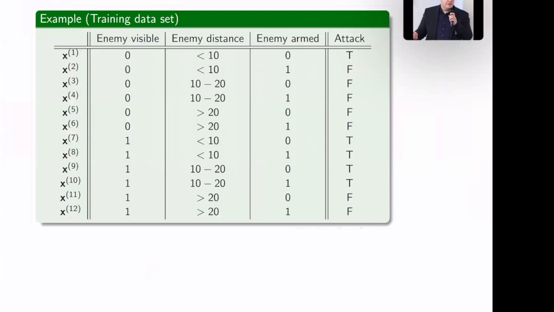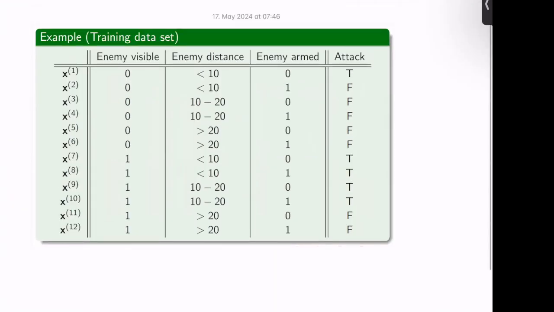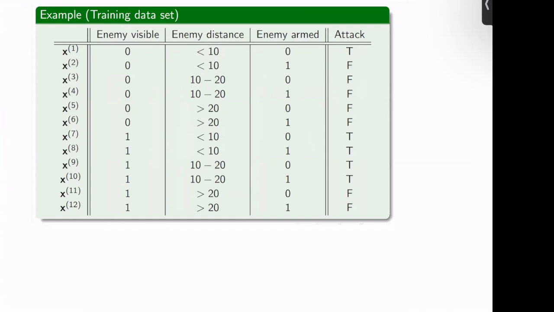So we have three attributes. Well, I'm unable to write on this as it turns out, but that's okay. I have visible, distance, and armed. And I don't know with which of these three attributes I should start.